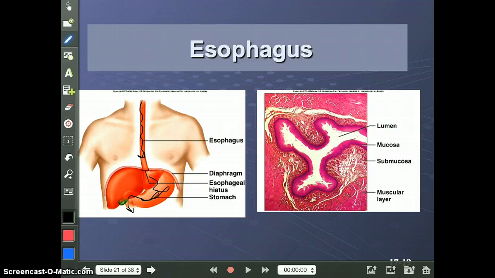Here is just a transverse cross-section. Notice that it's not a nice perfect circle. The reason it's not a perfect circle is because of its musculature. We don't want to keep it open because this is actually posterior to the trachea. If this was locked open, we wouldn't be able to get as much air as we need to breathe properly.